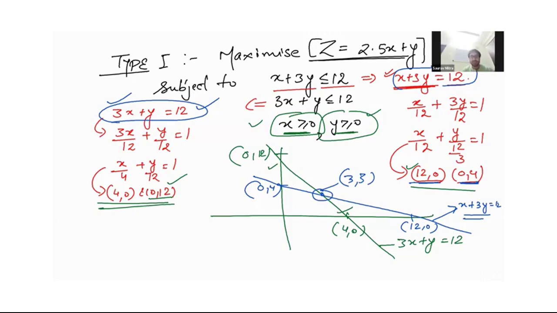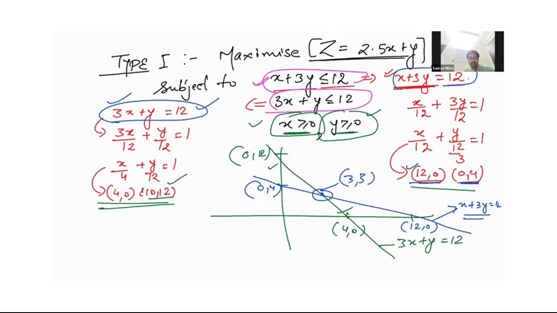Now what you have to do? You have to check the region. See, if x plus 3y is less than or equal to 12, put x 0, y 0. You will get on the left side 0 is less than or equal to 12. Is the statement true or false? Yes, it is true. 12 is greater than 0.